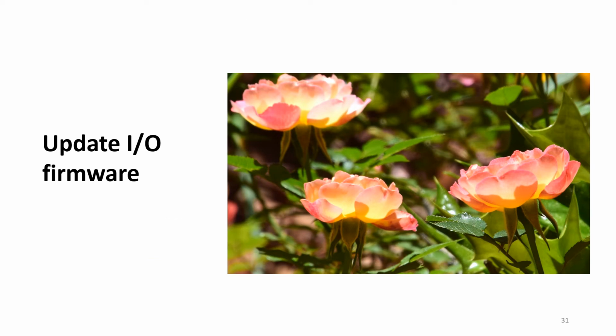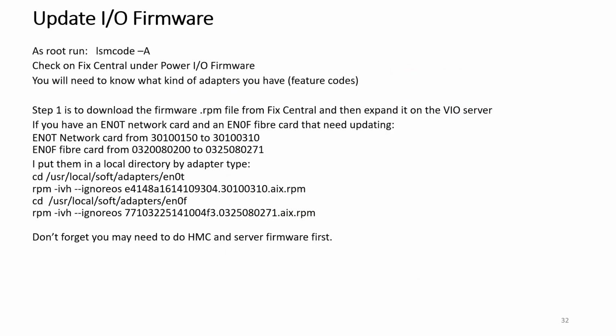I mentioned updating your IO firmware, and that's a very important piece to do. Your VIO servers are typically in control of all of your IO adapters. So you're going to want to update your fiber cards, you're going to want to update your network cards, and possibly your disk drives. So you can go to Fix Central and select Power IO firmware.